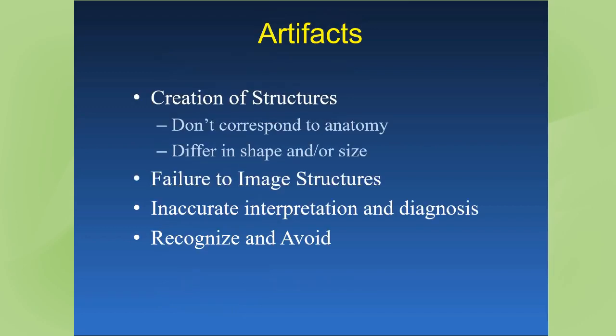So again, artifacts can create structures. They may or may not correspond to any anatomy. Now, they may actually correspond to anatomy. They may be different shape or different sizes. We certainly don't want to block an image, and the artifacts can fail to image structures that are actually there. And as we all know, artifacts can lead to inaccurate diagnoses, inaccurate interpretations, and thus we'd like to recognize them, and by understanding the mechanism, avoid them.